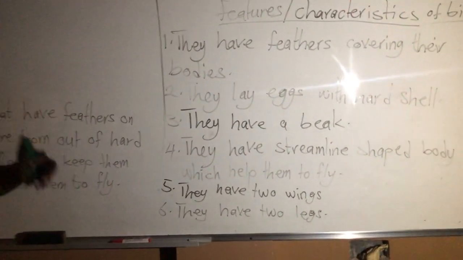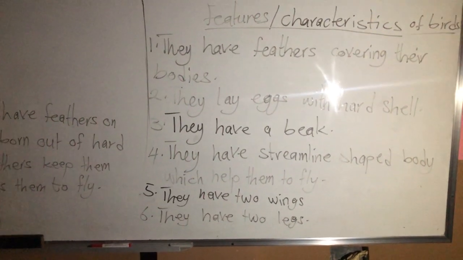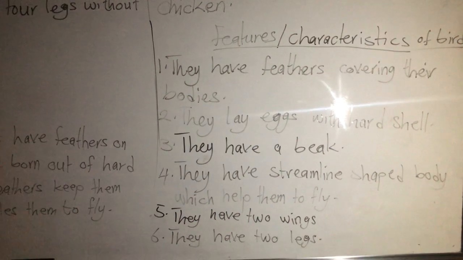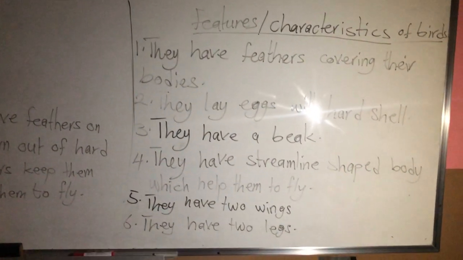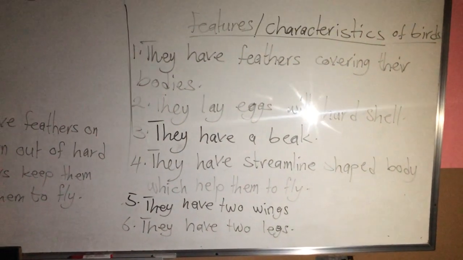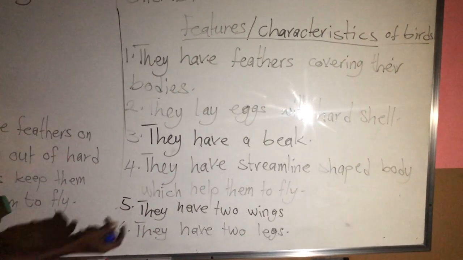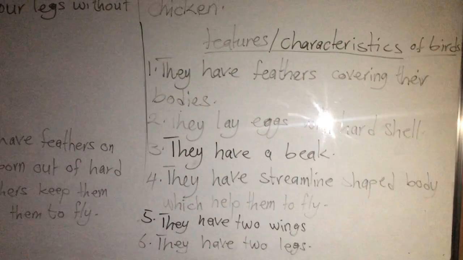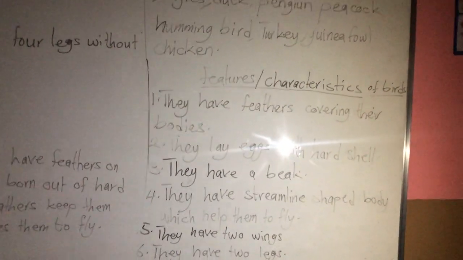Then they have 2 wings. Birds have 2 wings, one at the right side and one at the left side. That helps them to fly. And the last feature is they have 2 legs. Birds have 2 legs. Good.